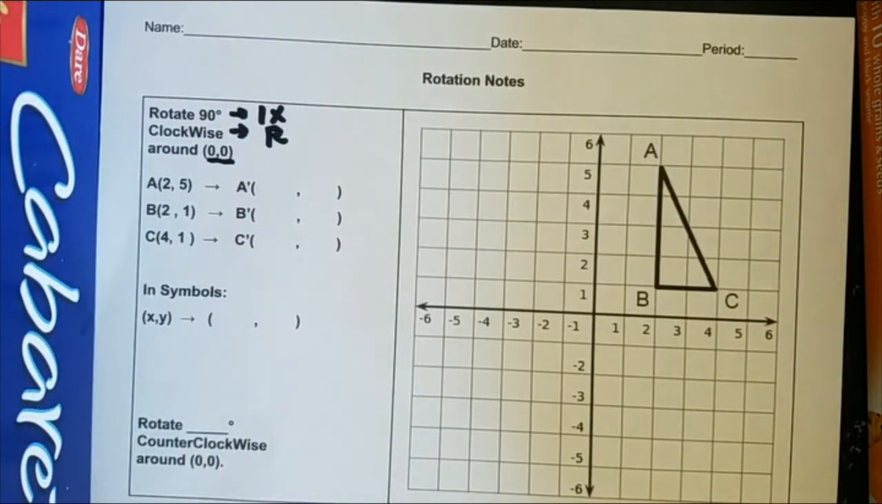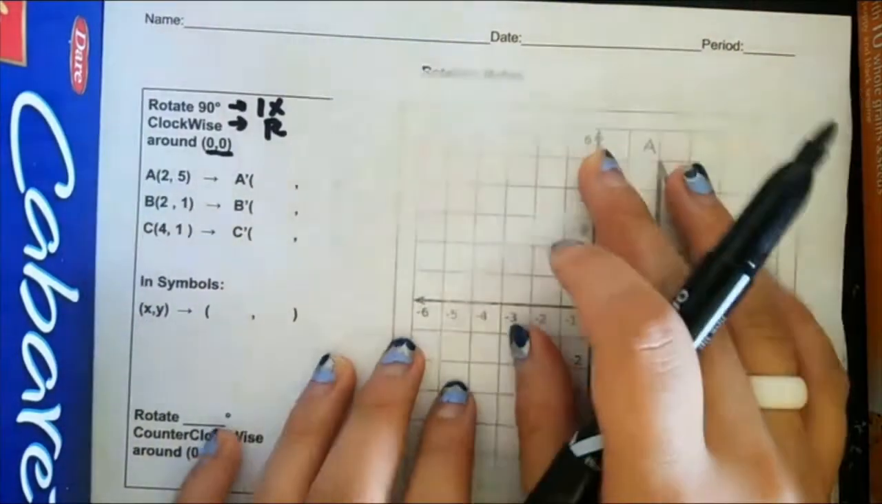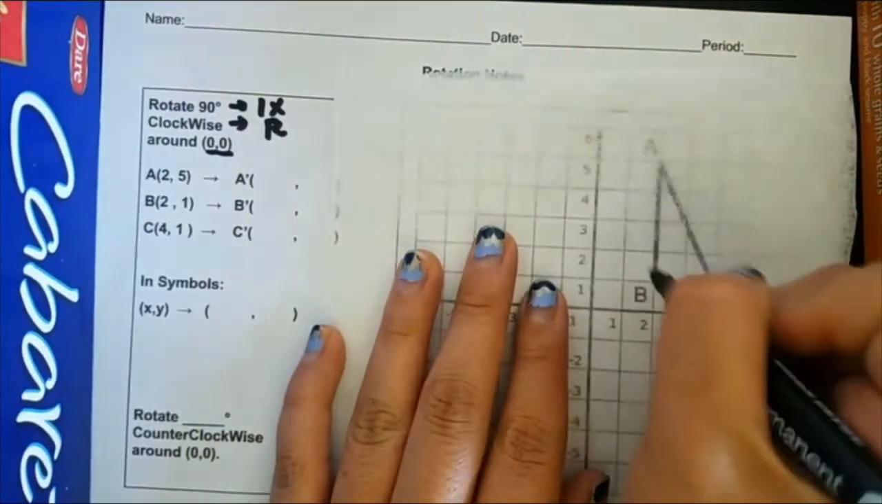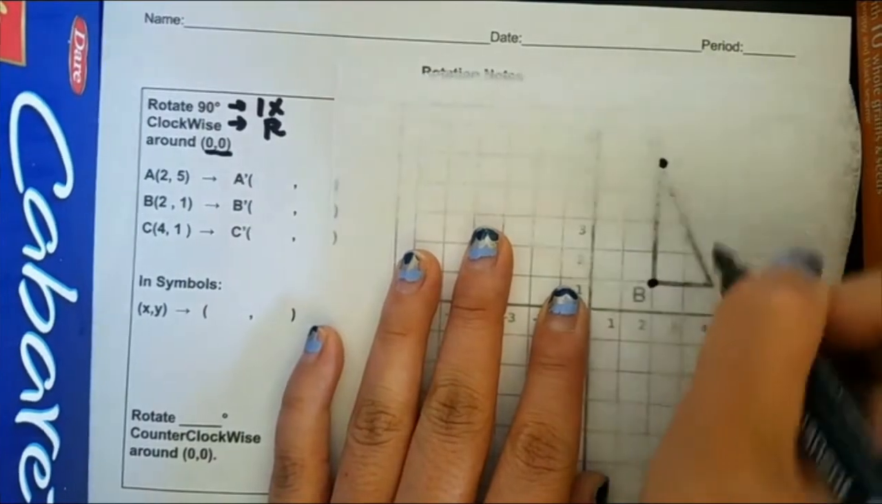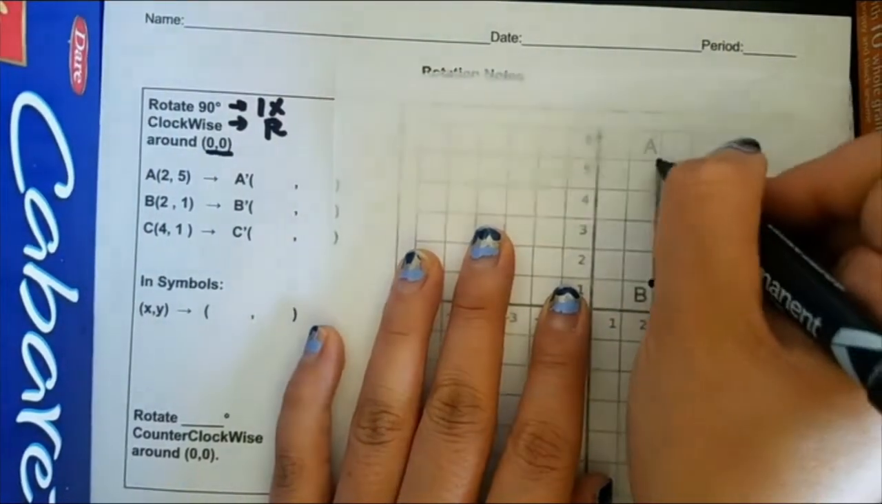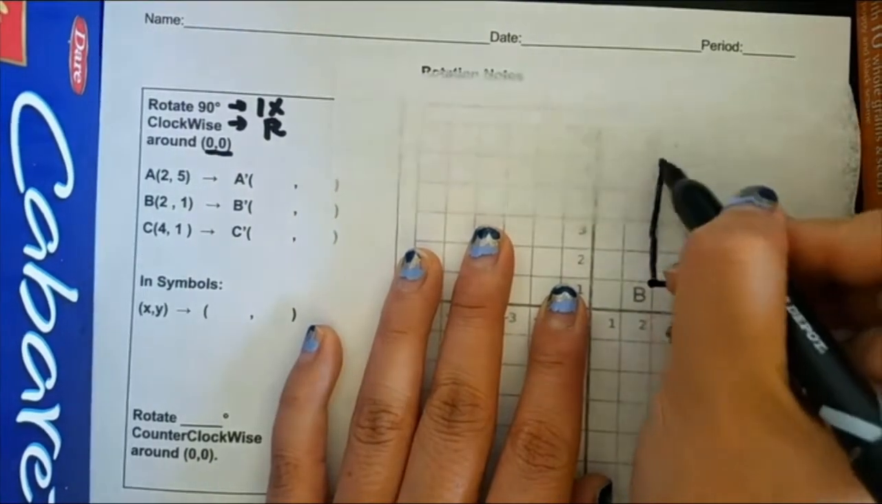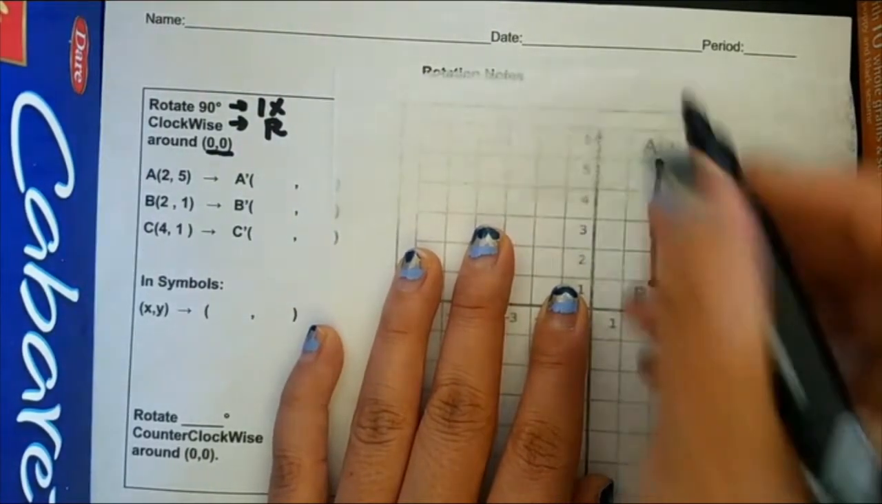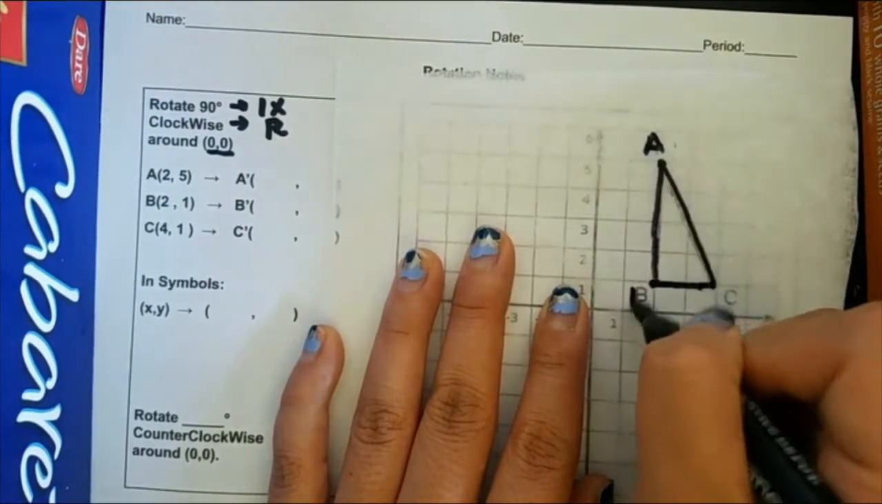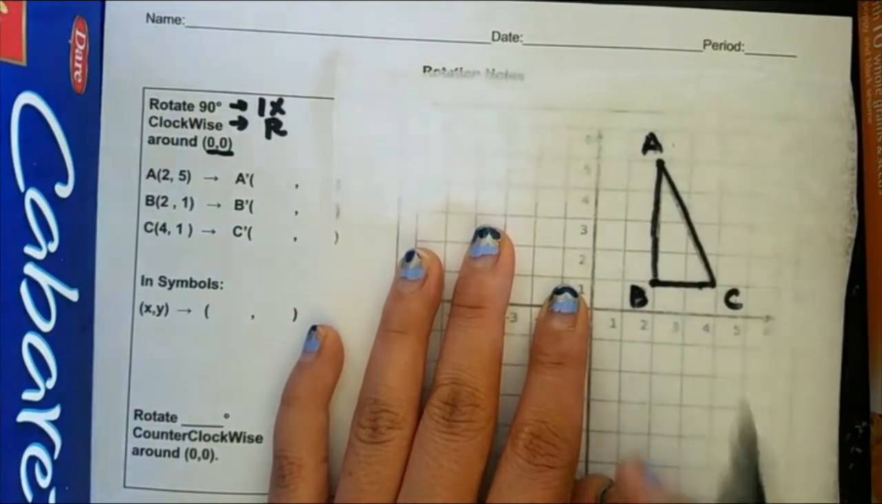So the first step is to put your tracing paper on top of this coordinate plane and trace out the vertices of the triangle, connect them to form the shape of the triangle, and even put in the letters of the vertices.